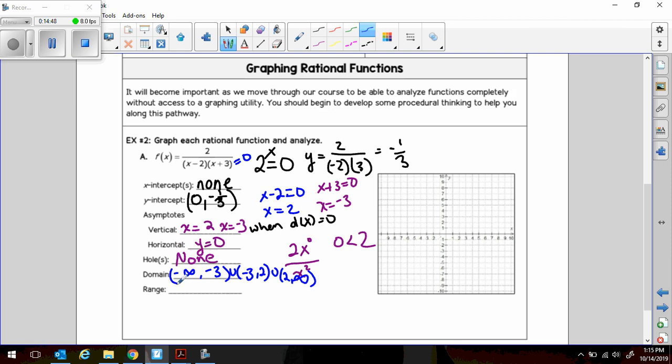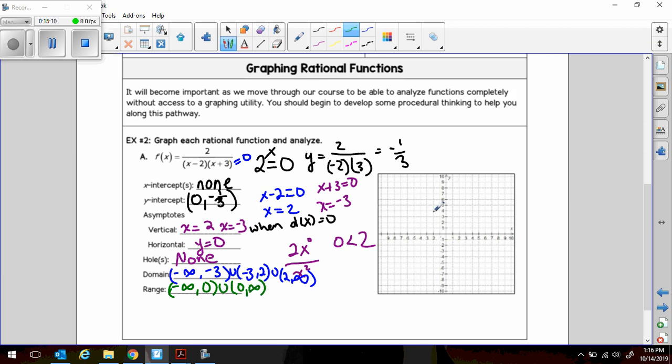Now, my range is going to be everything except for my horizontal asymptote, and maybe even any holes. So I don't have any holes. All I have to worry about is this horizontal asymptote. So it can be everything except for 0. So I'm going to say negative infinity to 0, use your parentheses, union. We're going to pick back up at 0 and go forever.